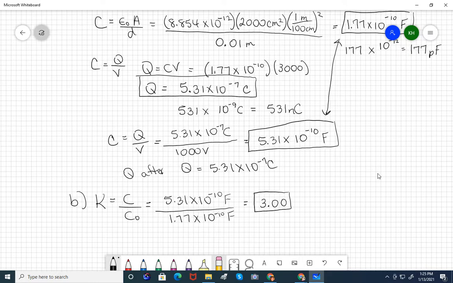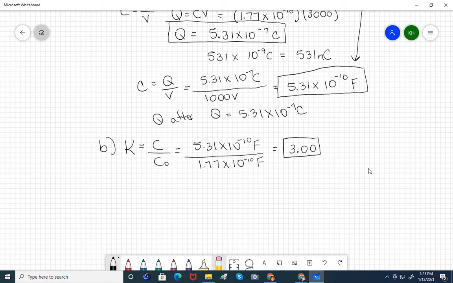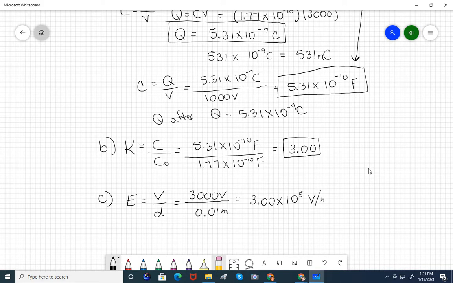The last question says, find the electric field before and after. Well, for a parallel plate capacitor, the electric field is simply the voltage divided by the plate separation. So initially, we had 3,000 volts and a plate separation of 0.01 meters. Dividing by 0.01 is like multiplying by 100. So we get 3.00 times 10 to the 5th volts per meter. That's the before.